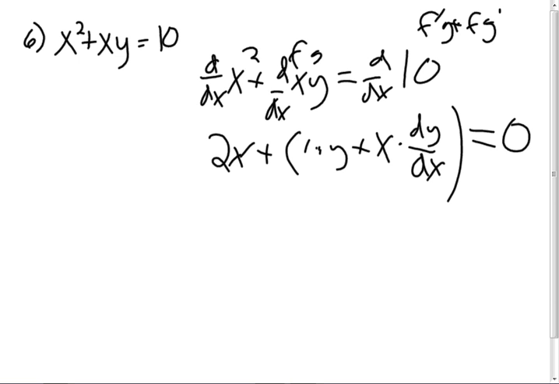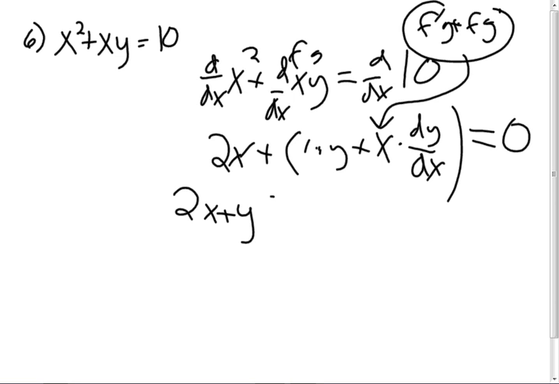So we got 2x. I'm sorry about my handwriting here. I'll just fix it right. Product rule. I circled it up right here, and we put it in right there. So we got 2x plus y plus x times dy/dx equals 0.